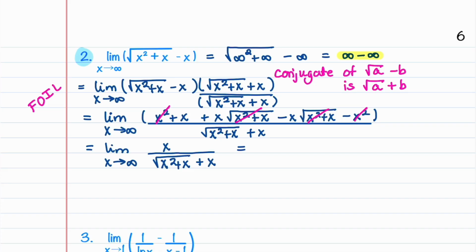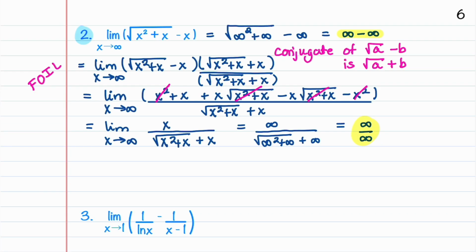Now let's go ahead and let x equal infinity. So we have infinity all divided by the square root of infinity squared plus infinity plus infinity. So this is infinity divided by infinity. That is an indeterminate form. Now we can go ahead and use L'Hopital's rule. This gives us the limit as x goes to infinity.